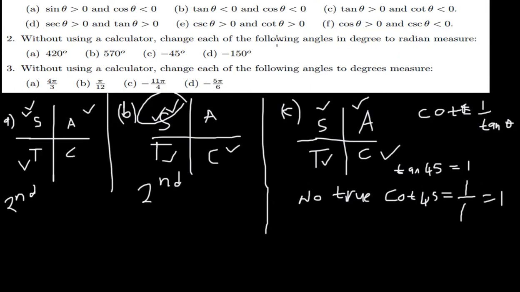So the condition is not true. Let me also pick something here, maybe E. Let me also answer E. Then after answering E, we quickly go to question 2. So E is saying cosec theta is less than 0 and cot theta is greater than 0. So the quadrants where cosec theta is greater than 0, let me just write this quickly.